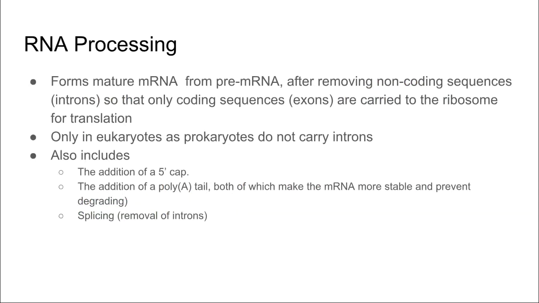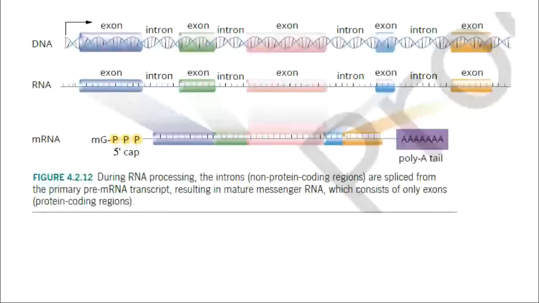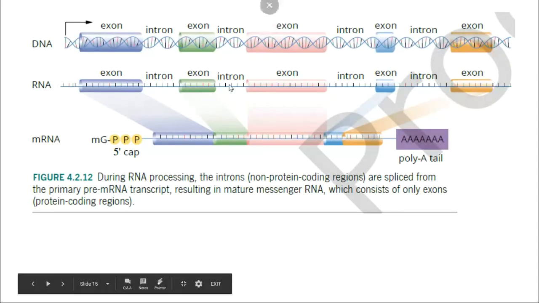RNA processing is important, and it only occurs in eukaryotes, as prokaryotes do not carry introns in their DNA. We see this process here: there are lots of exons and introns within our DNA and then in our RNA sequence, and once they're spliced out, we see our mRNA, and we only have coding sections here.